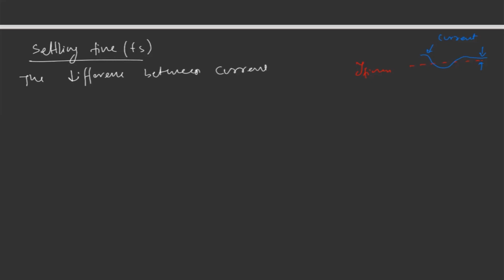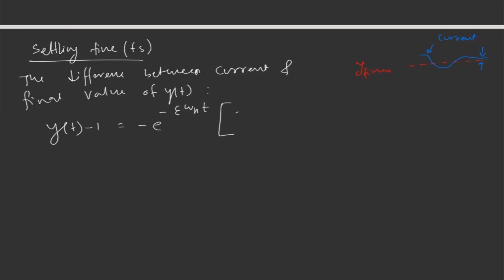the current and final value of y of t. So we can write y of t minus 1, we can write minus e to the power minus zeta omega n t, cos omega d t plus zeta omega n divided by omega d sine omega d t. So we are getting this expression from equation 1.